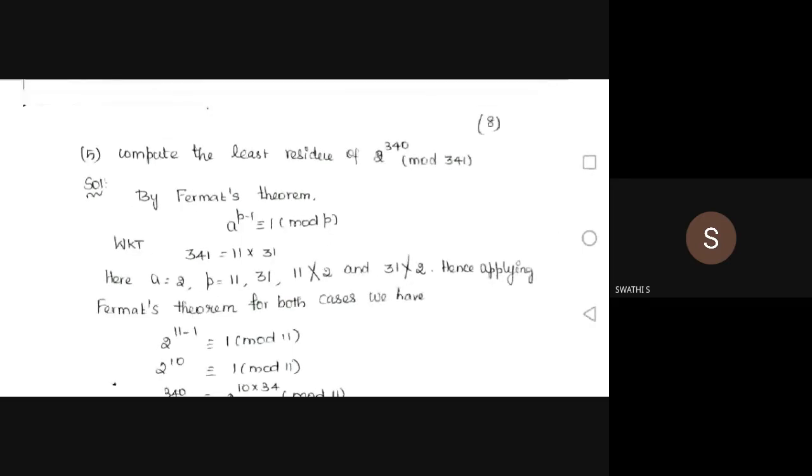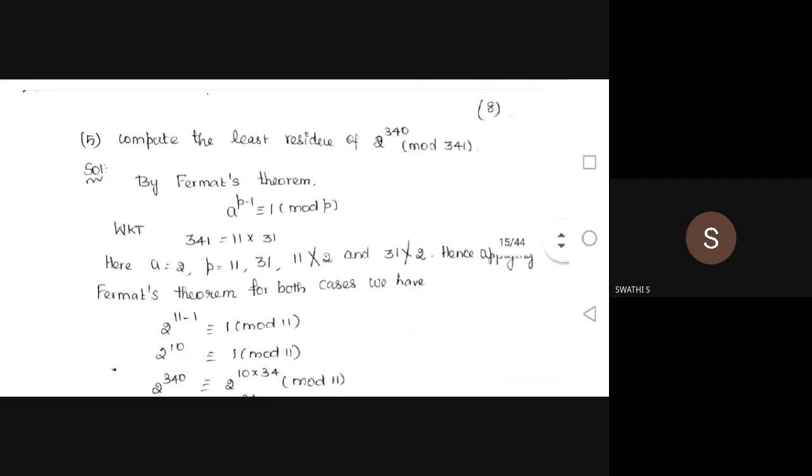So compute the least residue of 2 power 340 under mod 341. Okay. As we have discussed in the previous problems, this is the same type of question: find the remainder when 2 power 340 is divided by 341. Compute the least residue means find the remainder.